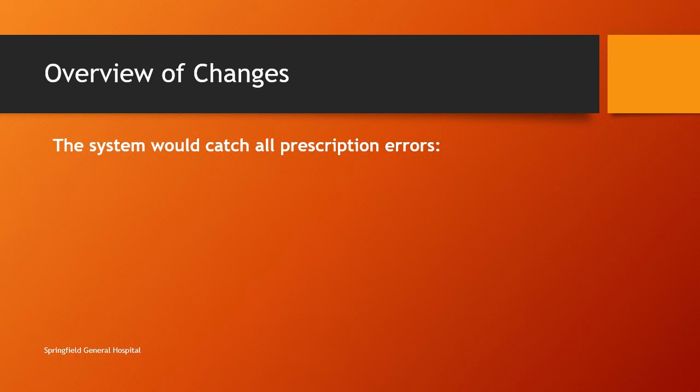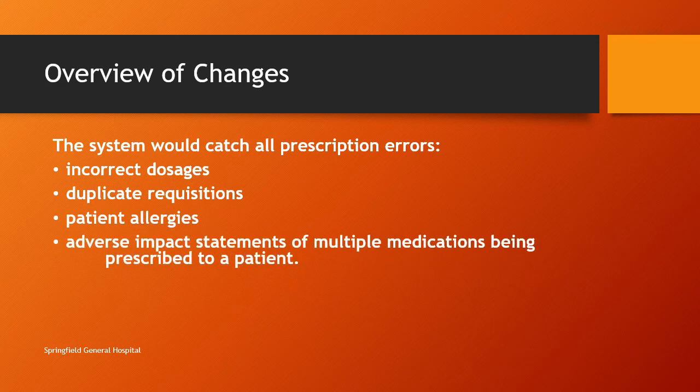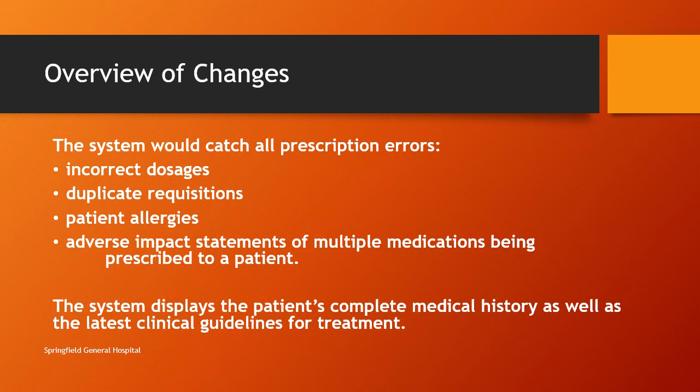The system will catch prescription errors, which include incorrect doses, duplicate requisitions, patient allergies, adverse impacts, and statements of multiple medications being prescribed to a patient. The system also displays the patient's complete medical record, as well as the latest clinical guidelines for the treatment. So this is a pretty robust system that would be good for our employees.